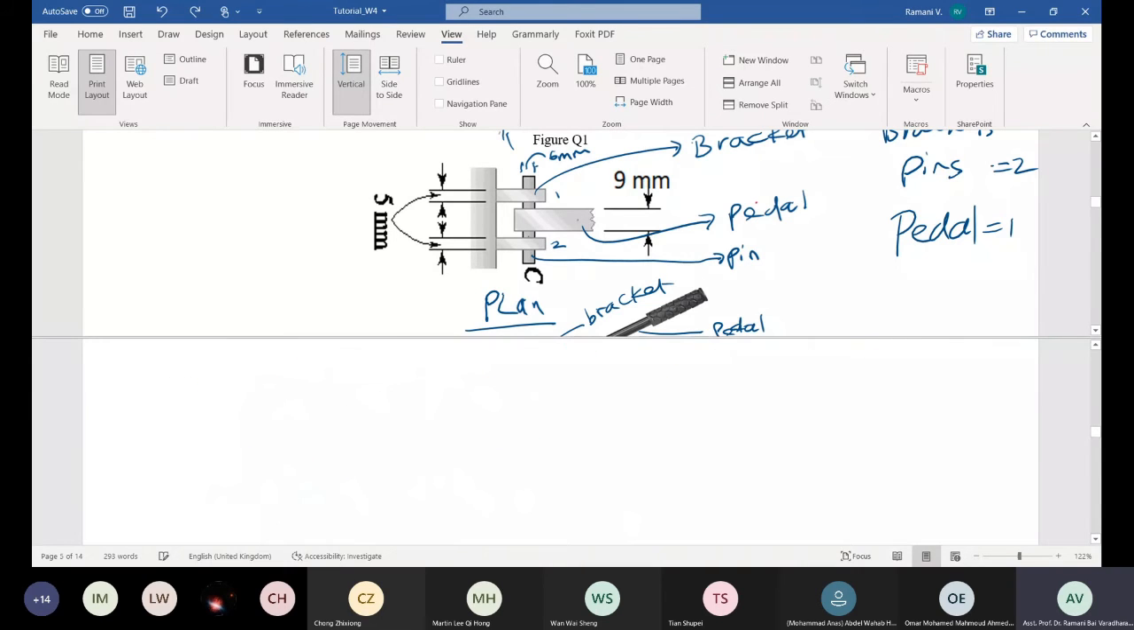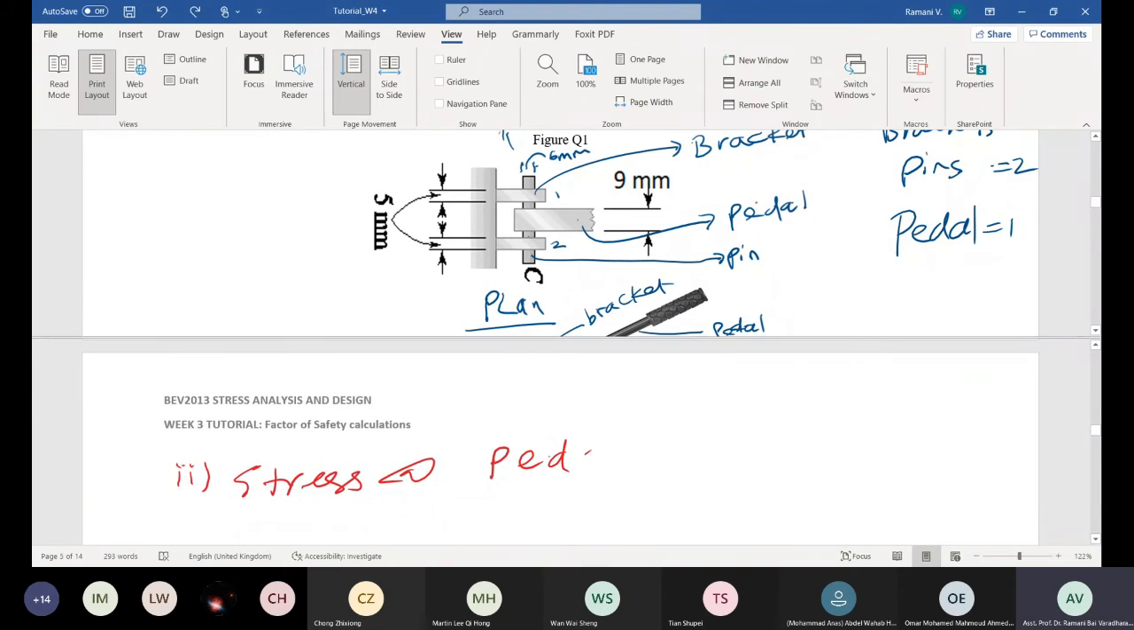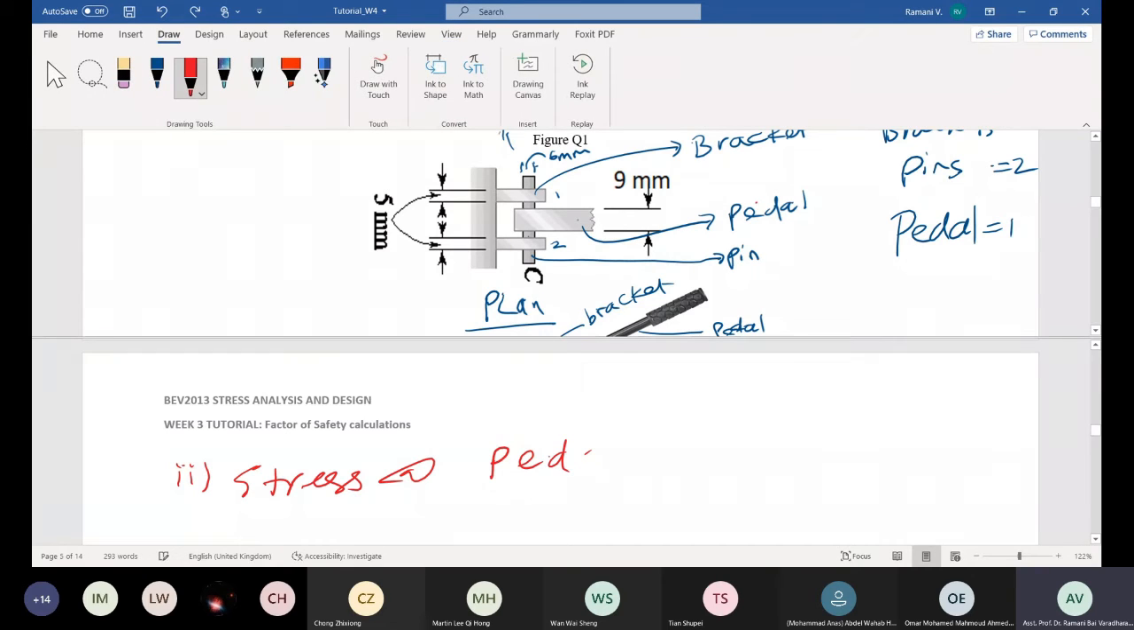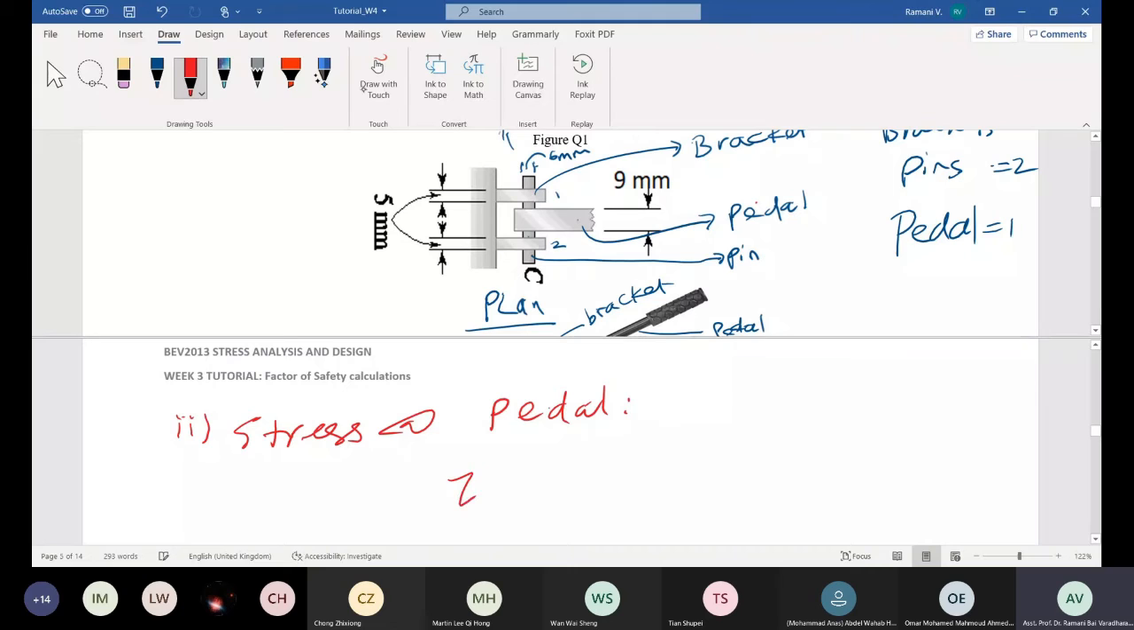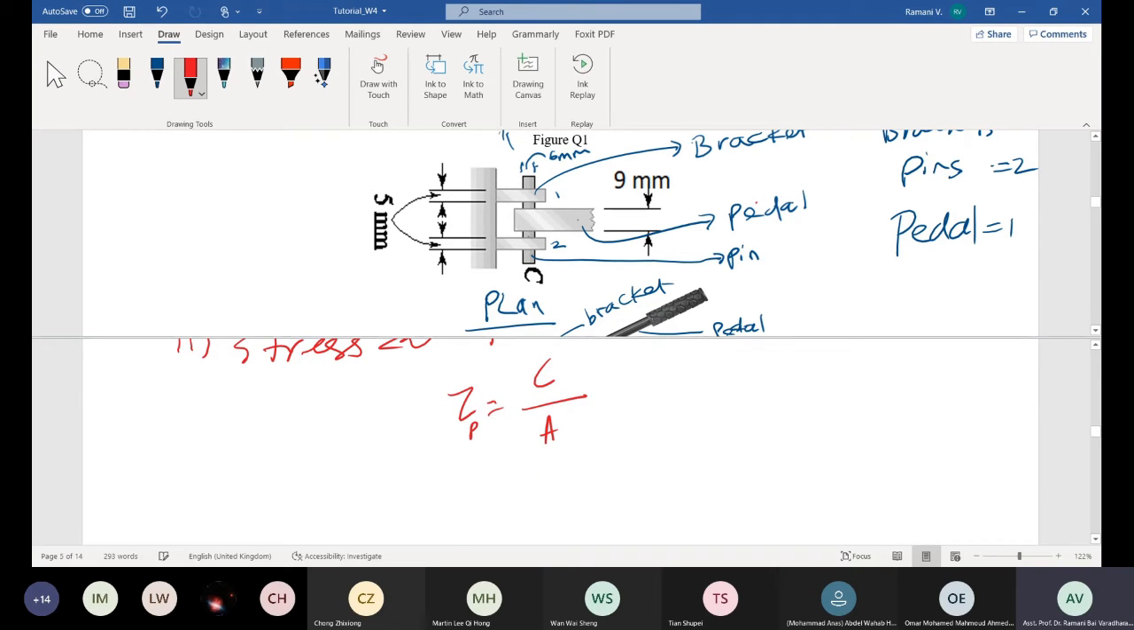I'm here to find the stress at the pedal. Again, the same formula. Tau is equal to force at the pedal divided by the area, right? All the forces C are acting at the same point, where there is a pin. The pin is this way, right?